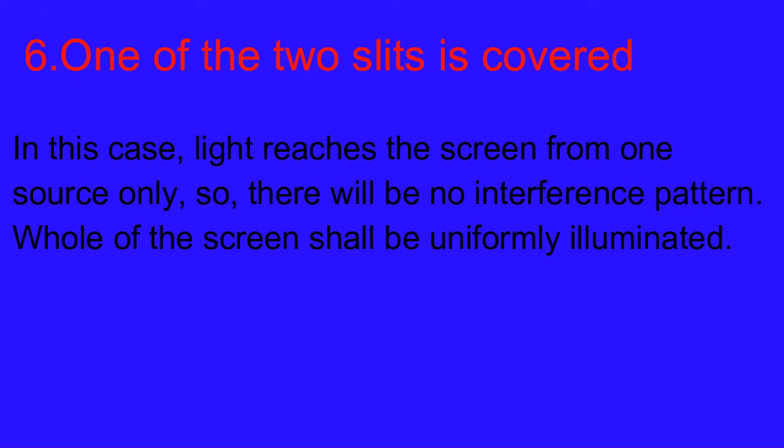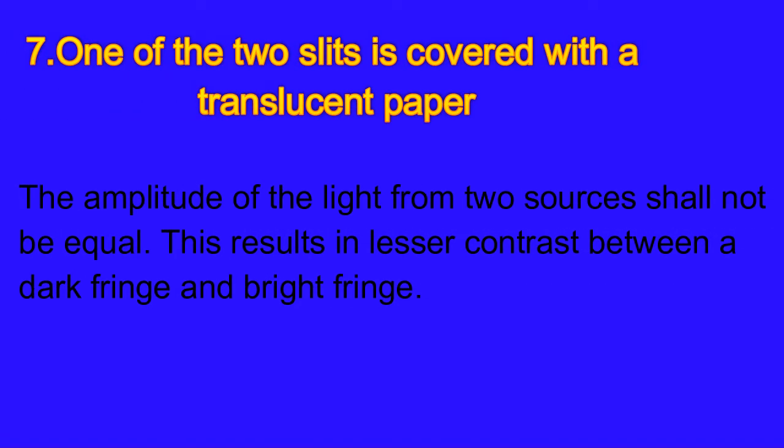One of the two slits is covered. In this case, light reaches the screen from one source only, so there will be no interference pattern. The whole of the screen shall be uniformly illuminated. One of the two slits is covered with a translucent paper. The amplitudes of the light from the two sources shall not be equal. This results in lower contrast between a dark fringe and a bright fringe.